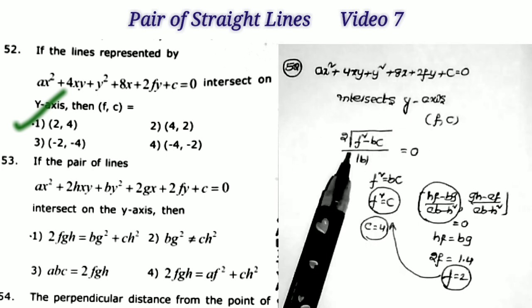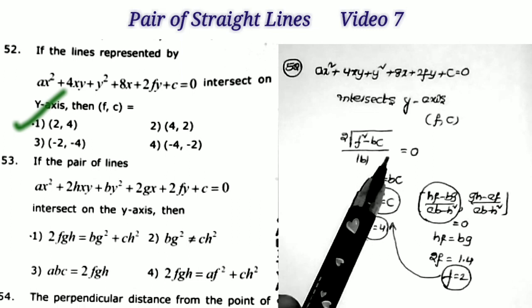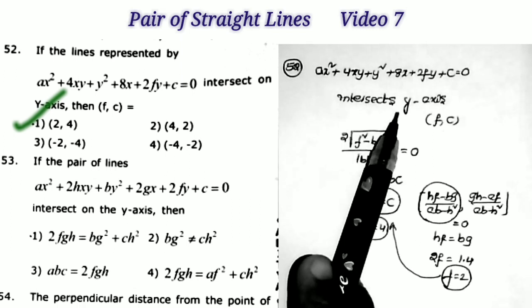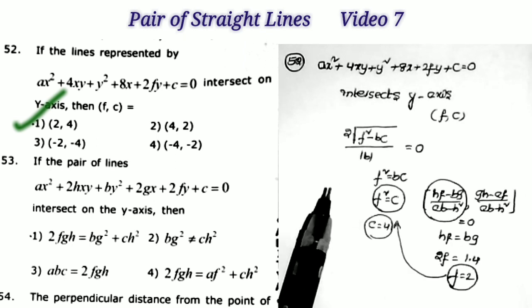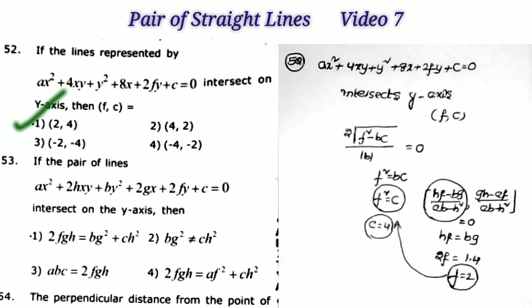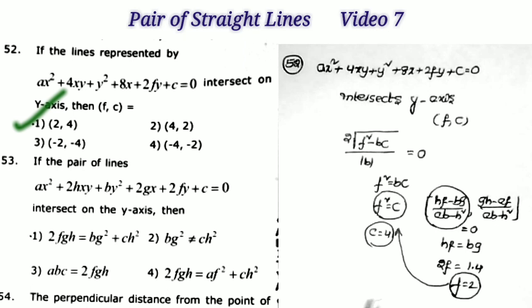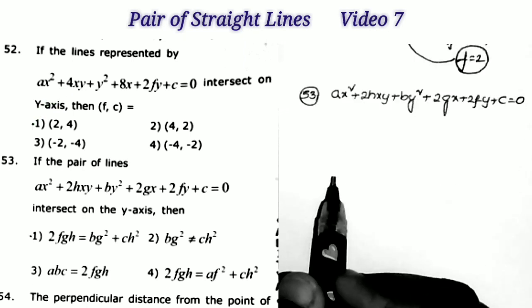Intersects on the y-axis means we take that y-intercept is equal to 0. Intersects on the y-axis means x coordinate in the point of intersection is equal to 0. By using these two conditions, we can take the values of f comma c. And this is the first option. That's all. Next problem, sum number 53.